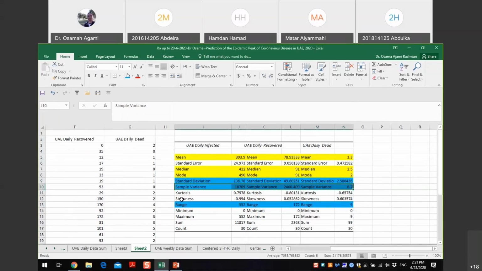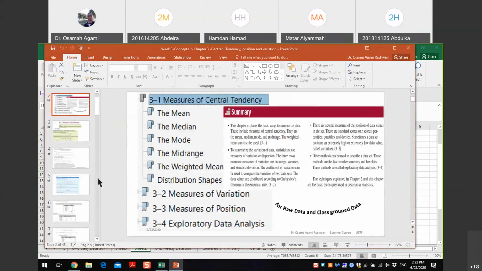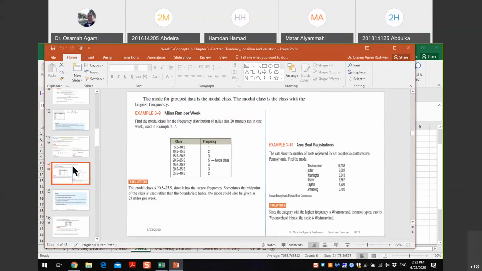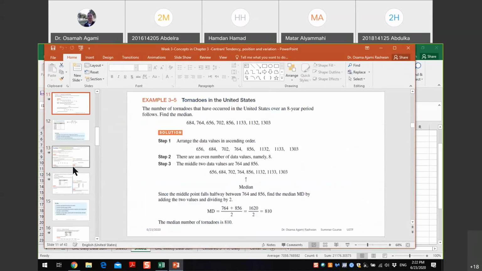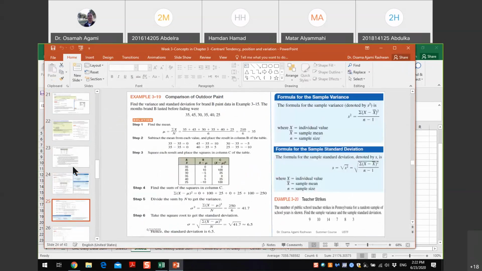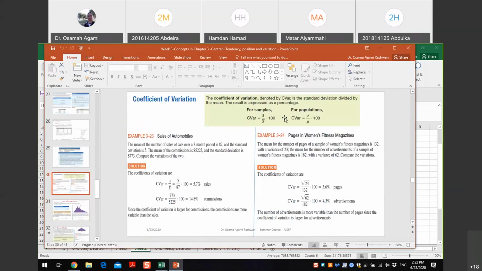And what else? Coefficient of variation. Do you remember this one? What is the coefficient of variation? I'll just remind you by our lecture here. Yes, here is the coefficient of variation. It's the standard deviation over the mean, multiplied by 100, right? This is how to find it.